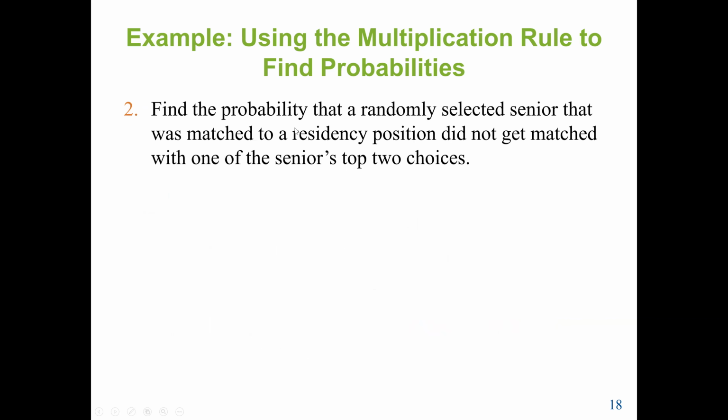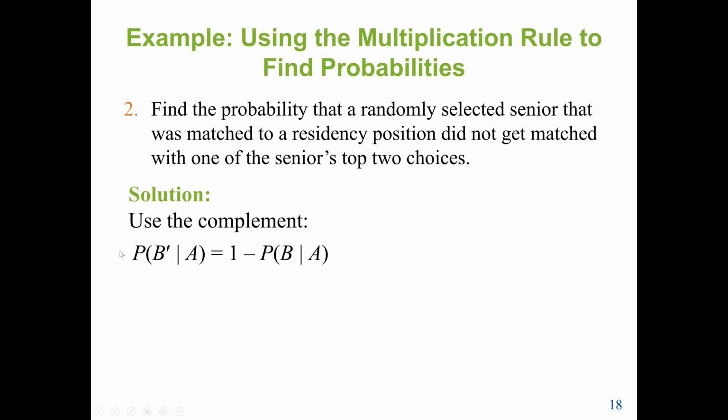Next example, we should find the probability that a randomly selected senior who was matched to a residency position did not get matched with one of the senior's top two choices. So here we can find the complement. We know the probability that the senior was matched to top two choices, so 1 minus that probability will give us not matched. Let's see the solution. Here again, as we said, we use the complement. The probability of B given A was 74%. So the probability of not B given A, which means not matched, will be 1 minus 0.74, because the probability of B given A is given to us. And that gave us 0.26.